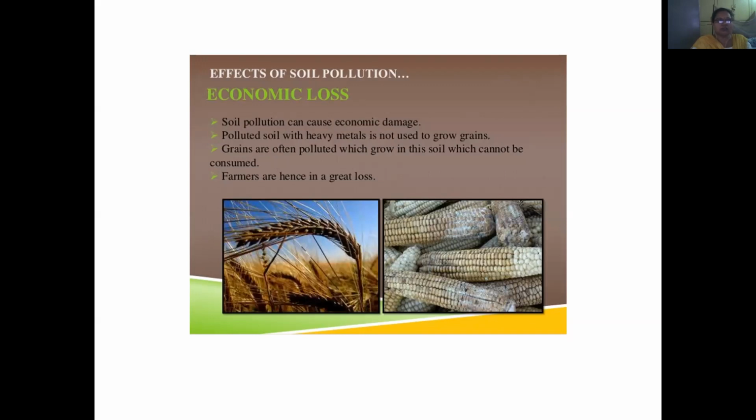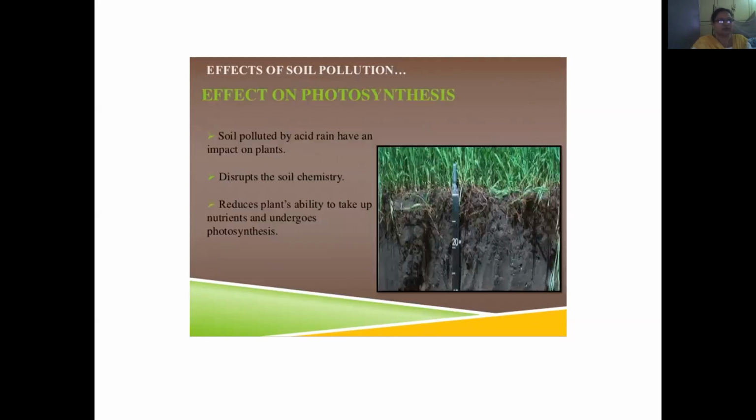Then economic loss, that is, they cause economic damage, right? So soil with heavy metals is not used to grow grains. Grains that grow in such soil are often polluted and cannot be consumed. And farmers are hence in great loss.